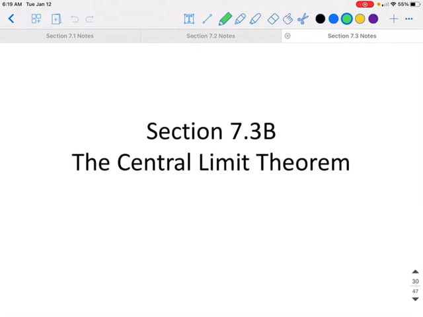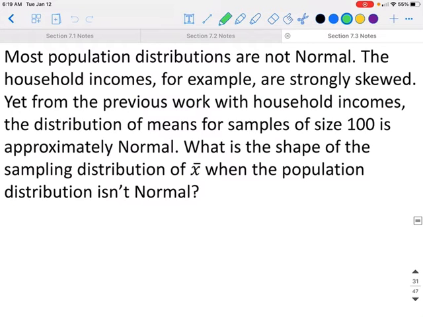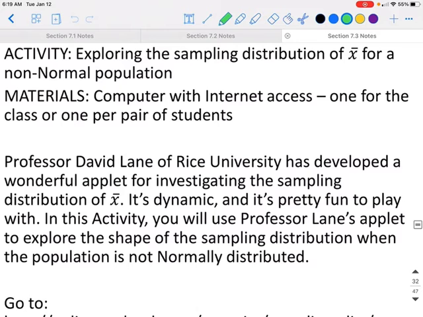This is section 7.3, part B, the central limit theorem. Most population distributions are not normal. Household incomes, for example, are strongly skewed. Yet from the previous work with household incomes, the distribution of means for samples of size 100 is approximately normal. What is the shape of the sampling distribution of X bar when the population distribution isn't normal?